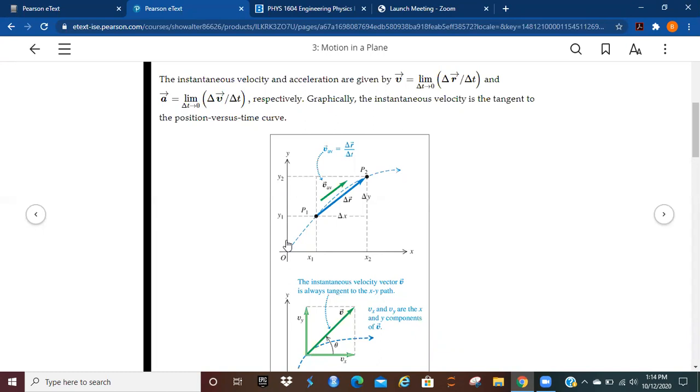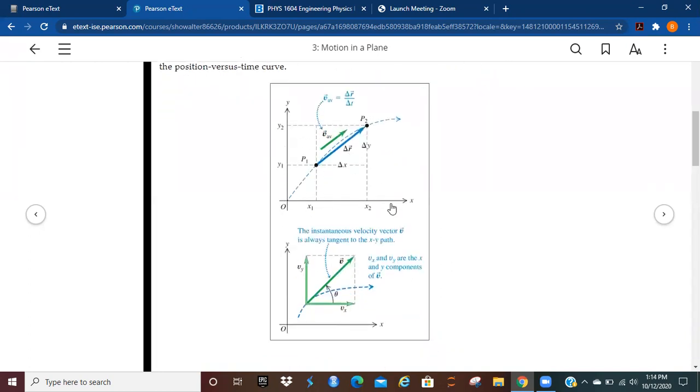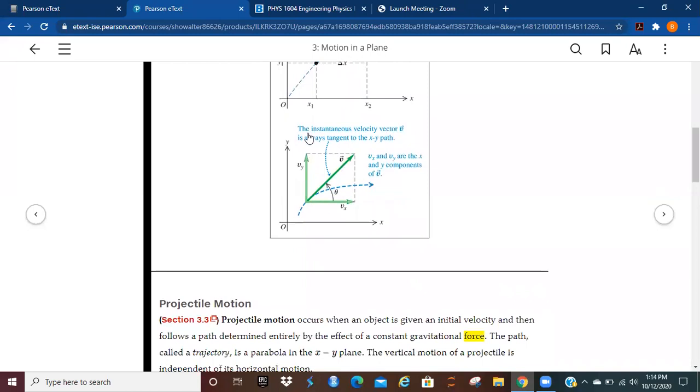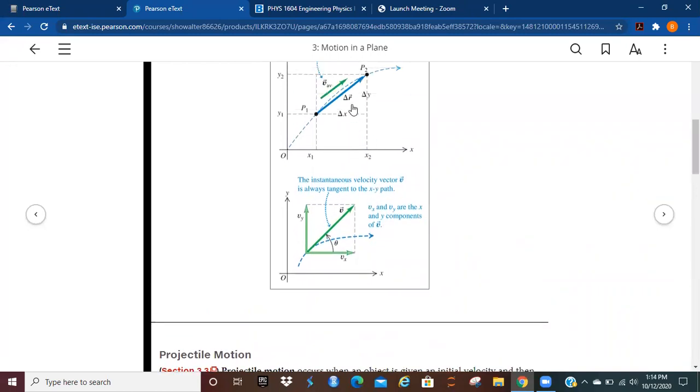So if you look at it graphically, the instantaneous velocity is going to be the tangent to the position versus time curve. So you've got your position here, you've got a position here, and you can see the average velocity as you go from point A or point 1 to point 2. You can see the change in x, change in y. This is going to be the change in r. And the instantaneous velocity vector is always going to be tangent to the path that it takes. So this is always going to be tangent to that.